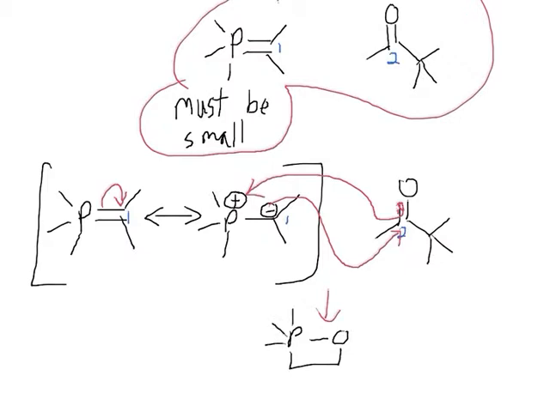So remember, phosphorus is still bonded to carbon 1, and oxygen is still bonded to carbon 2. And now I just have to fill in what else is on there. So carbon 1 had 2 methyls.